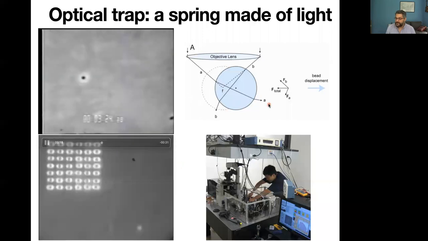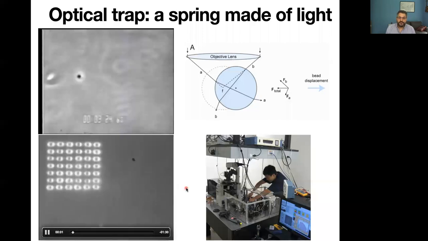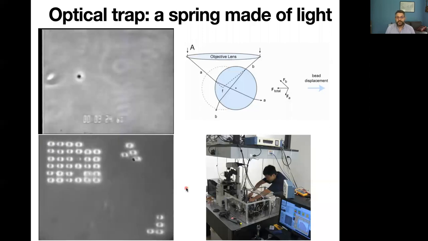If I make many laser beams, I can make a series of optical traps. So here I have, I think, 6 by 8, something like that. And you can make the world's smallest game of Tetris by moving these traps around. This is not scientifically of interest, but it's pretty fun.